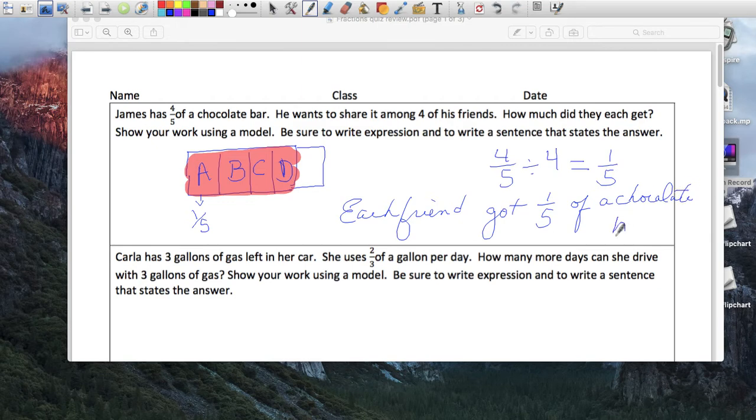Wow. I don't know why I made this question so simple. Well, we're moving.